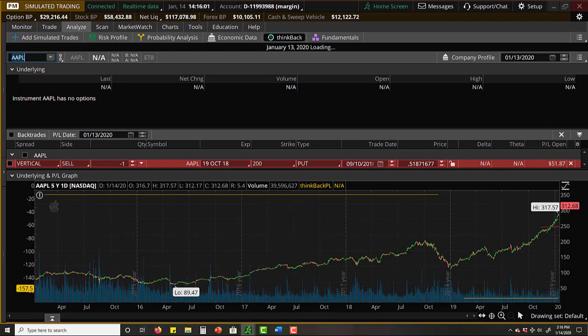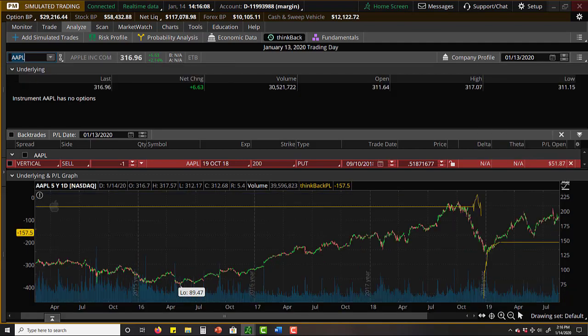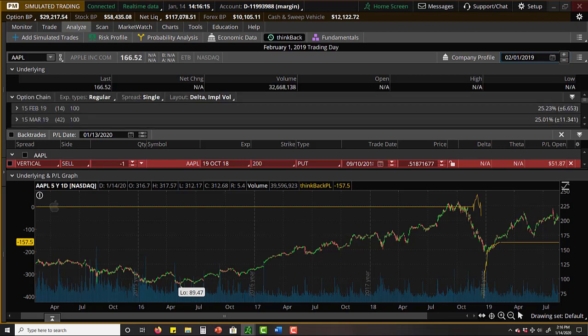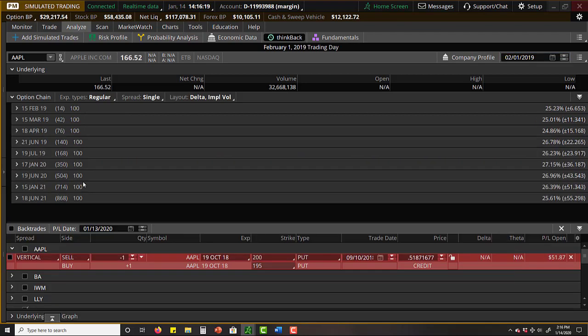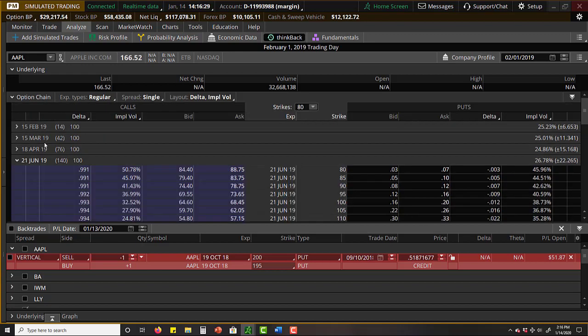Now this takes a little bit of time sometimes for the computer to load it up because it's a lot of data. So you just got to be patient. 2/1/2019, enter. That's going to load now the data for that day. So we're in February. So March is essentially the front month, April, second month, May, third month, June, fourth month. So I'd be buying the June options.